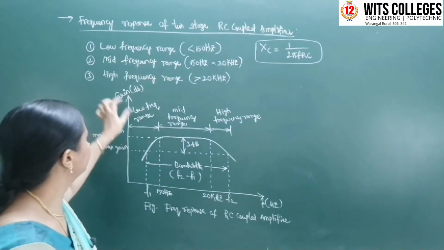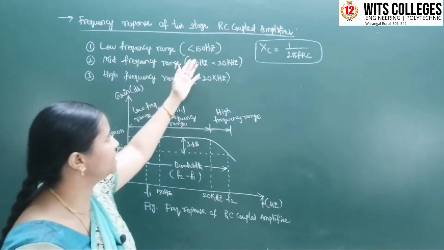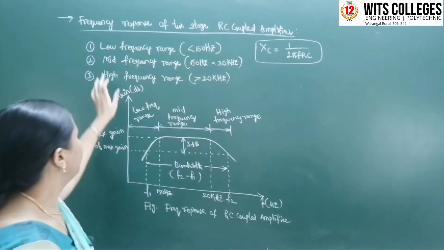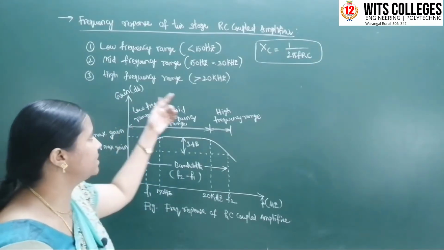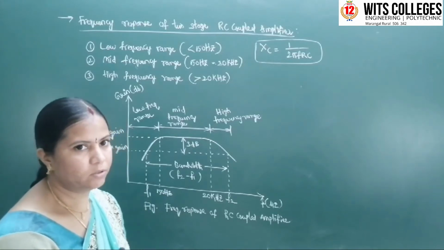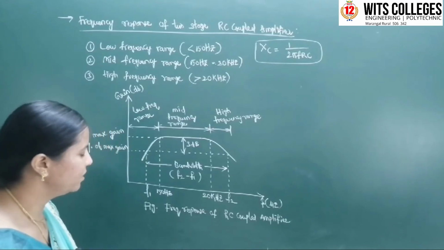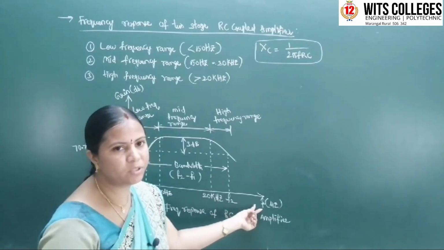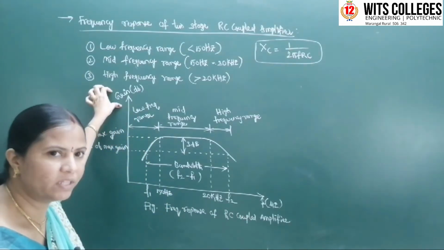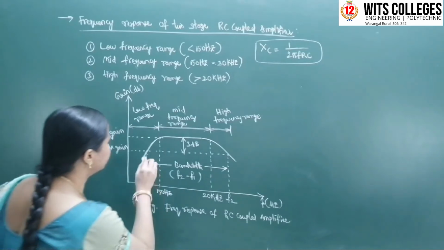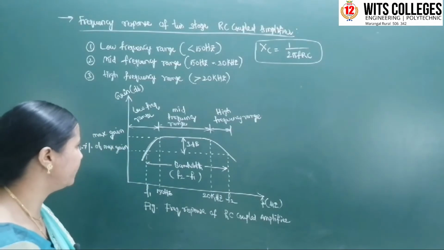Low frequency range, mid frequency range, high frequency range. Here the low frequency range is below 50 Hz, mid frequency range is between 50 Hz to 20 kHz, and high frequency range is above 20 kHz. So if you observe this figure, this is the frequency response of RC coupled amplifier. On the x-axis we are taking the input signal frequency in terms of Hz and on the y-axis we are taking the gain in terms of decibels. So the frequency response is like this for a two-stage RC coupled amplifier.